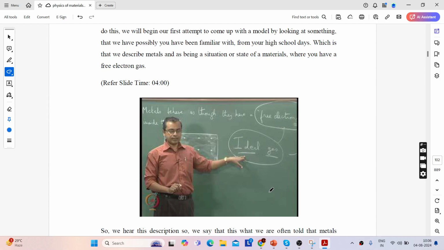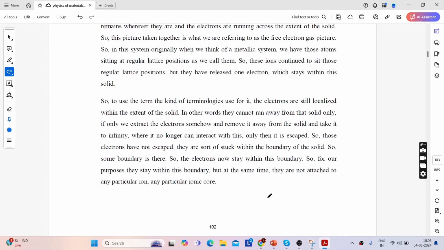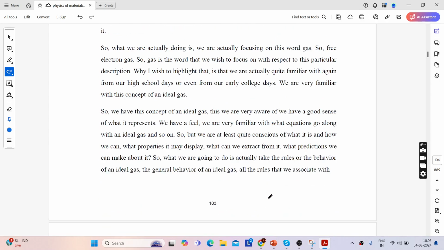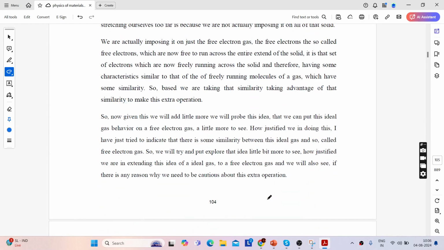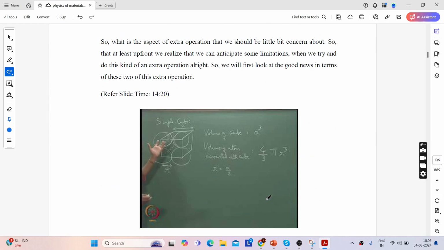So in the ideal case, what we are normally doing in free electron gas is treating it like an ideal gas. Okay, so that approximation we are taking and solving the problems and getting the new theories. Before going into that, we have to go through simple cubic and all the crystal structures, packing fractions, and how the structure will be. So that we will discuss today in the problem solving session.